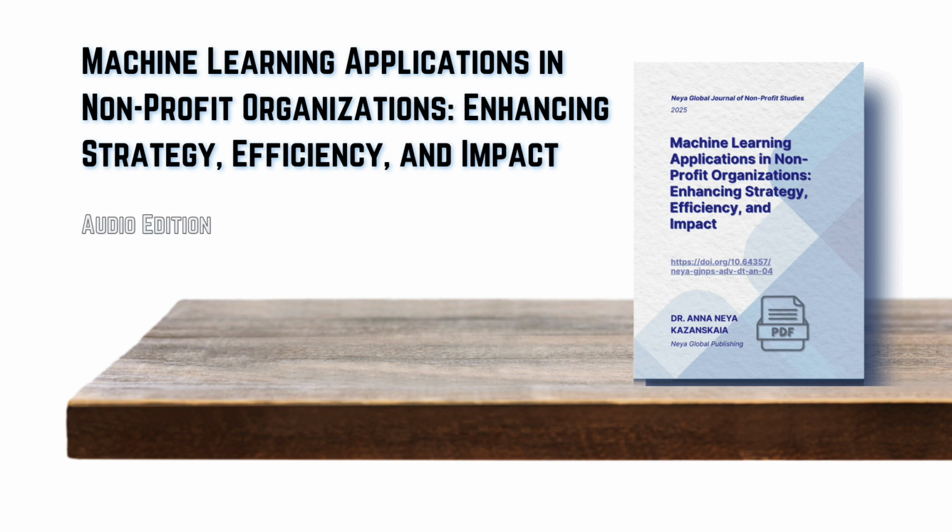The theoretical foundations of machine learning within the sector derive from broader developments in artificial intelligence and computational statistics. Supervised learning relies on labeled datasets to predict specific outcomes. Unsupervised learning, by contrast, identifies patterns and structures within unlabeled data. While these techniques have long been employed in private sector marketing and fraud detection, their relevance to donor engagement, volunteer coordination, and program evaluation in nonprofit contexts is increasingly evident.